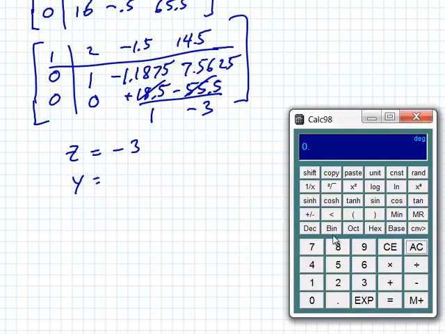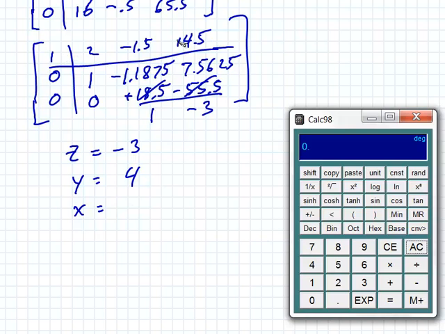7.5625 minus a negative 1.1875, change the sign, times z, which is minus 3. Comes out 4. What about x?